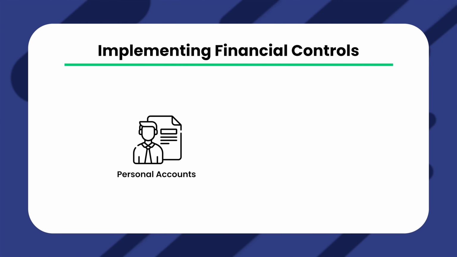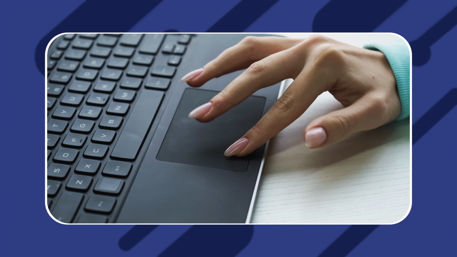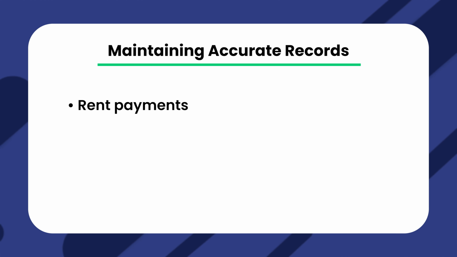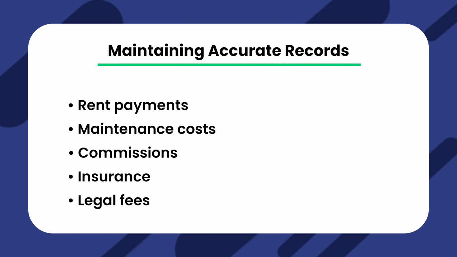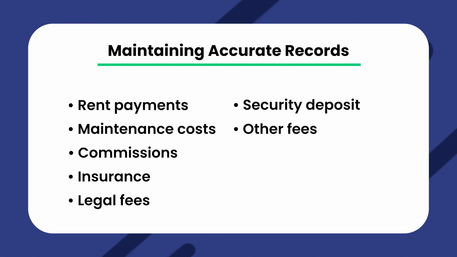One of the most important financial controls is to separate your personal and your business accounts. You should have separate bank accounts for your rental properties and your personal expenses. This will make it easier to track income and expenses related to your rental properties. Maintaining accurate records is essential in property accounting. You should keep track of all your financial transactions related to rental properties, including rent payments, maintenance costs, commissions, insurance, and legal fees. You should also keep track of security deposits and any other fees associated with the property.